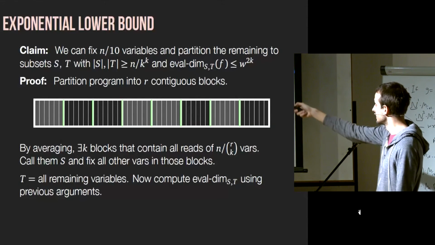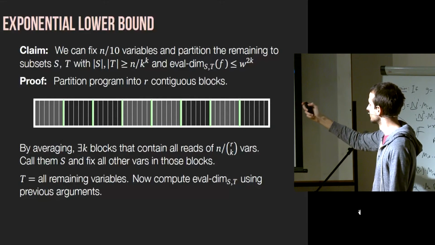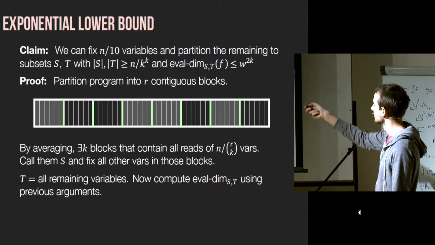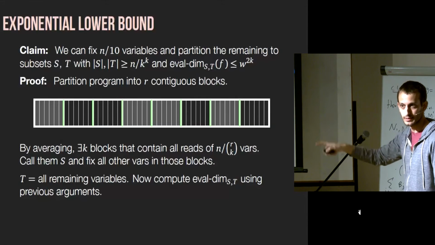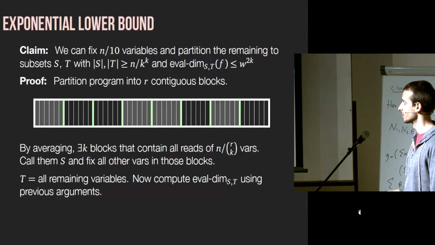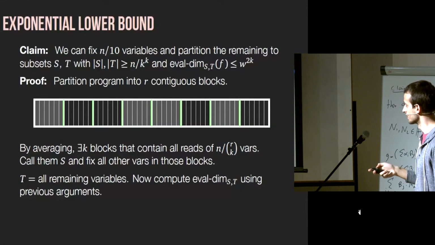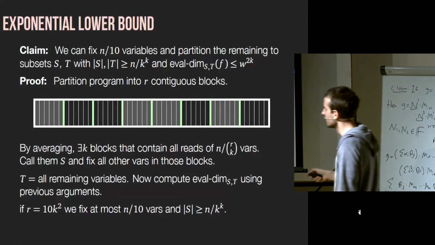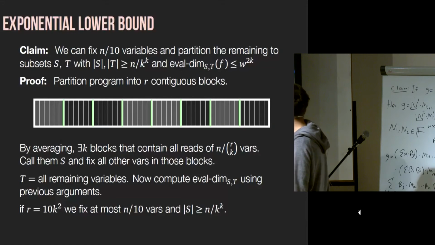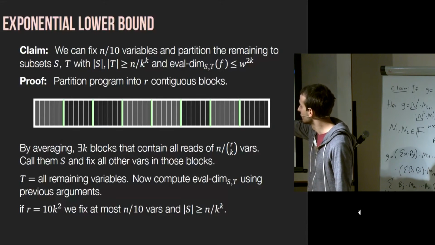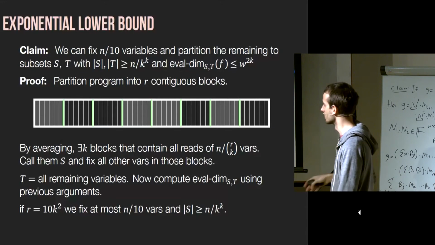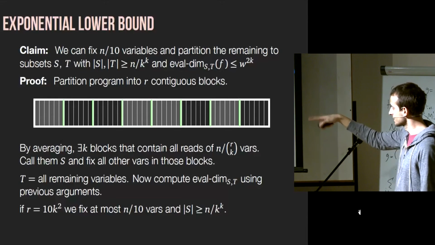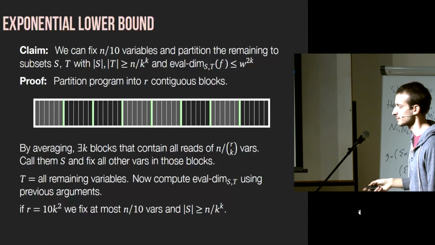And now, again, I have this structure of at most k alternation between S and T, and I can use the exact same argument in order to bound the evaluation dimension. So it just remains to see what R should be. If I pick R to be something like 10k squared, I get that the number of variables I have to fix is at most n over 10. And S is large enough and T is large enough, so everything is cool.